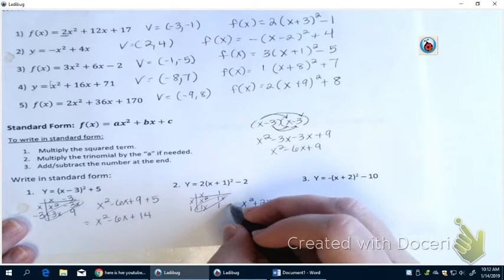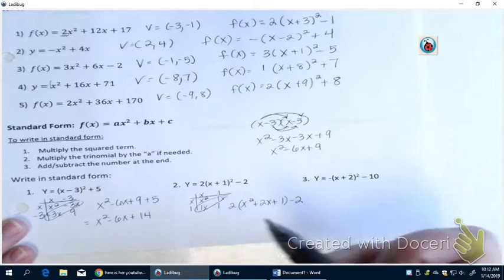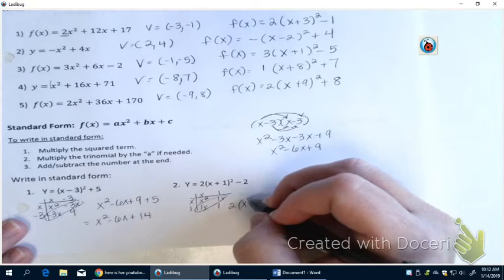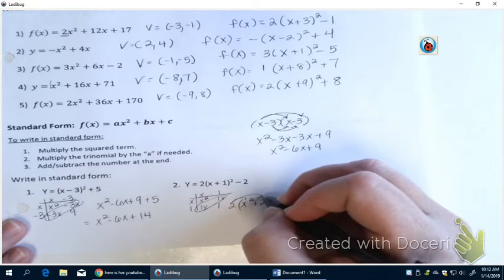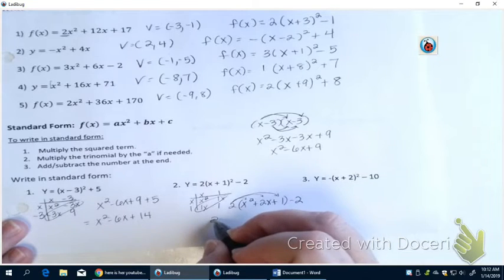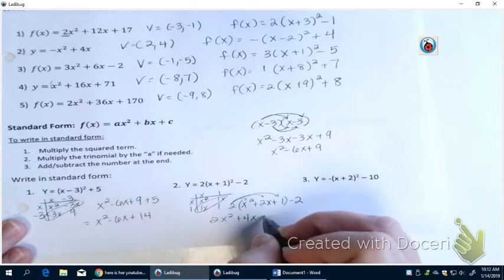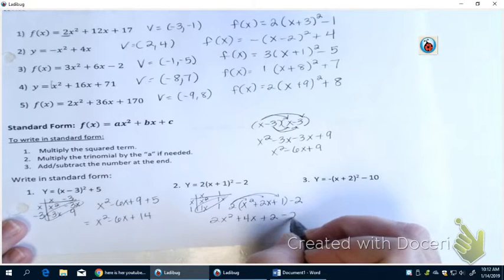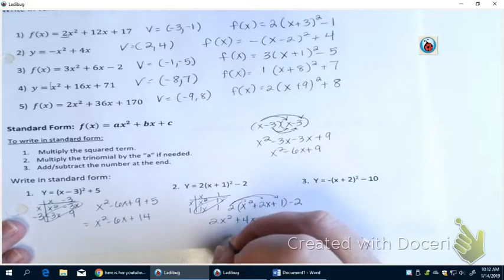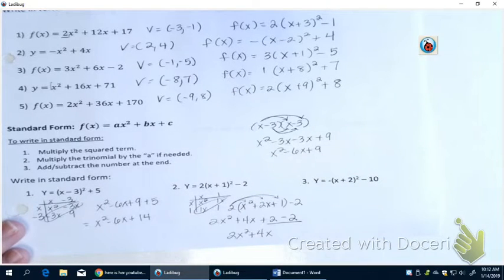Alright, there's a 2 in front of that, so I bring it down, and then a minus 2. So my next step says multiply by the a. That means multiply by the 2. So I don't multiply by this 2 until I've squared it out. So I get 2x squared plus 4x plus 2. And then this minus 2 is just on the end. You don't multiply that by 2. Combine that, so you get 2x squared plus 4x. And then that's your answer.